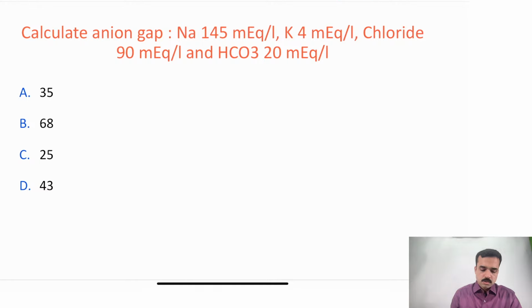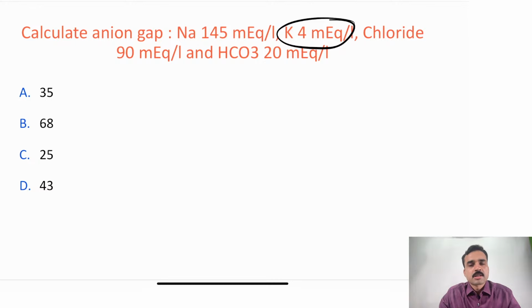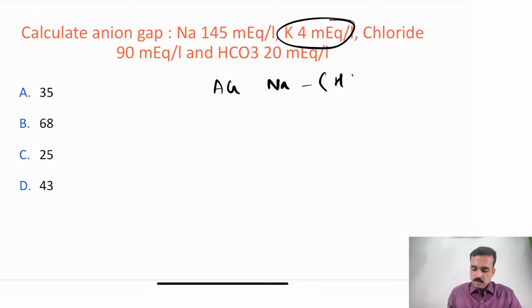Right, so the question asked last year was to calculate the anion gap. Remember, don't take into account potassium for anion gap. Potassium levels are affected by pH, and in general the level of potassium in comparison to sodium is negligible. That's why for calculation of anion gap we only use sodium, and we subtract the sum of bicarbonate and chloride. So that will give you the anion gap.